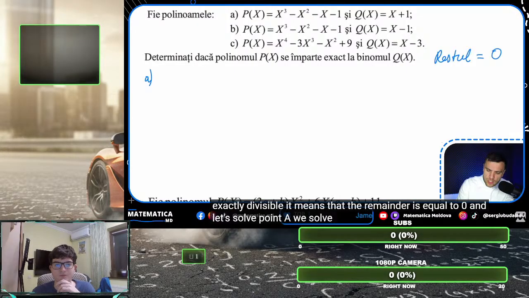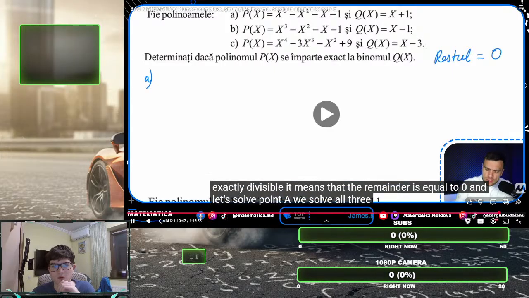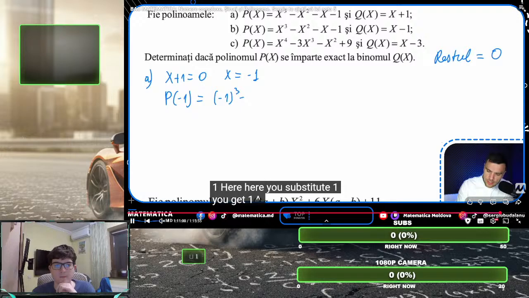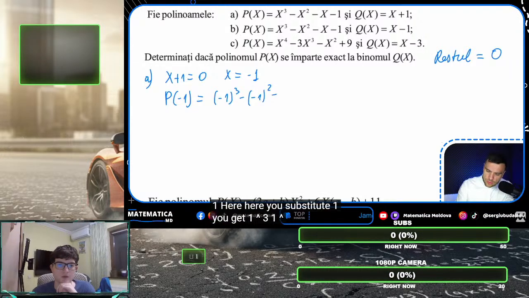So now I think we have to do, I think it's not that hard here. X plus 1 equals 0, so x is going to be minus 1. Then we do p of minus 1, and that's it. Yeah, this is like 3rd grade in China.